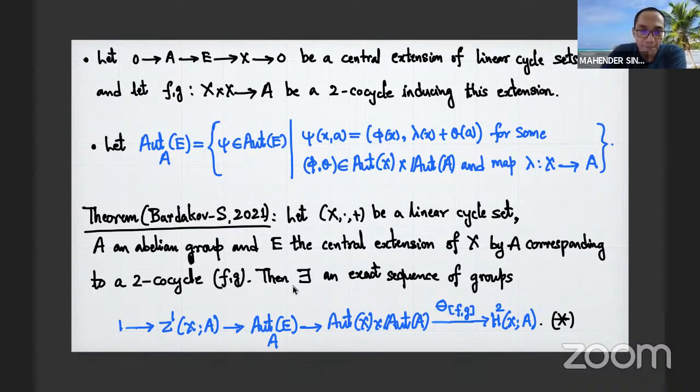And moreover, the forgetful map from the category of linear cycle sets to the category of groups maps this exact sequence for linear cycle sets to the corresponding exact sequence for groups. And in fact, it's a natural map. Okay, so naturality is satisfied there.